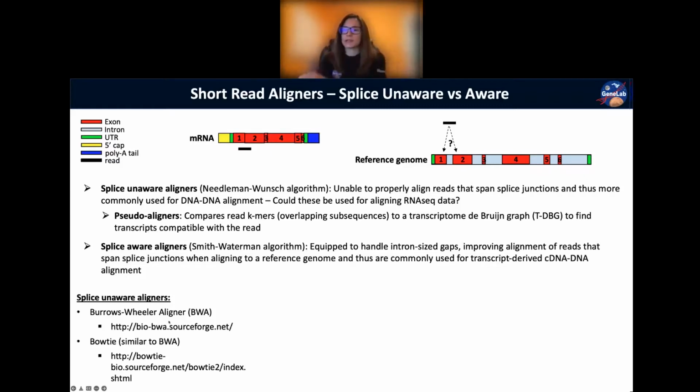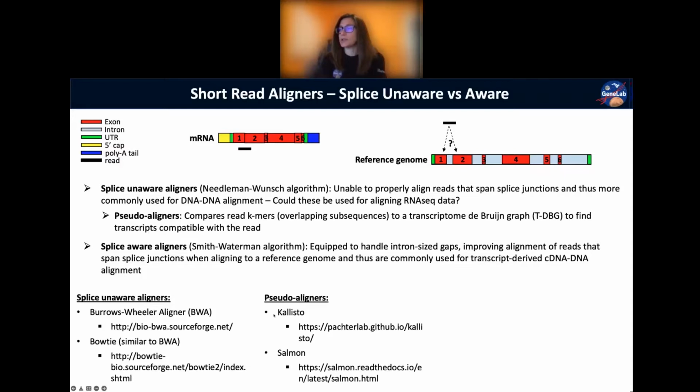By no means is this list comprehensive, just some of the more common ones. BWA is one that many of you might have heard of for splice-unaware aligners. There's also Bowtie, which is similar to BWA, and I have links to these in the PowerPoint so you can learn more about them.